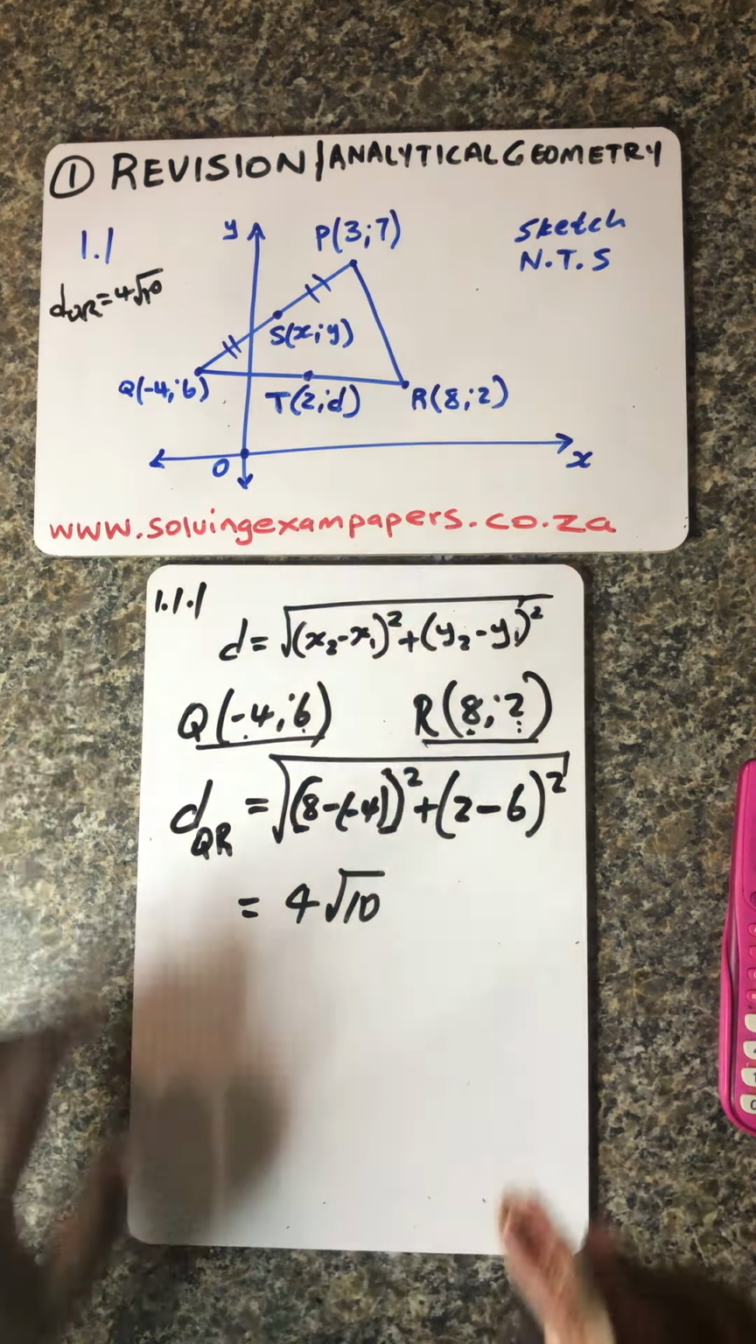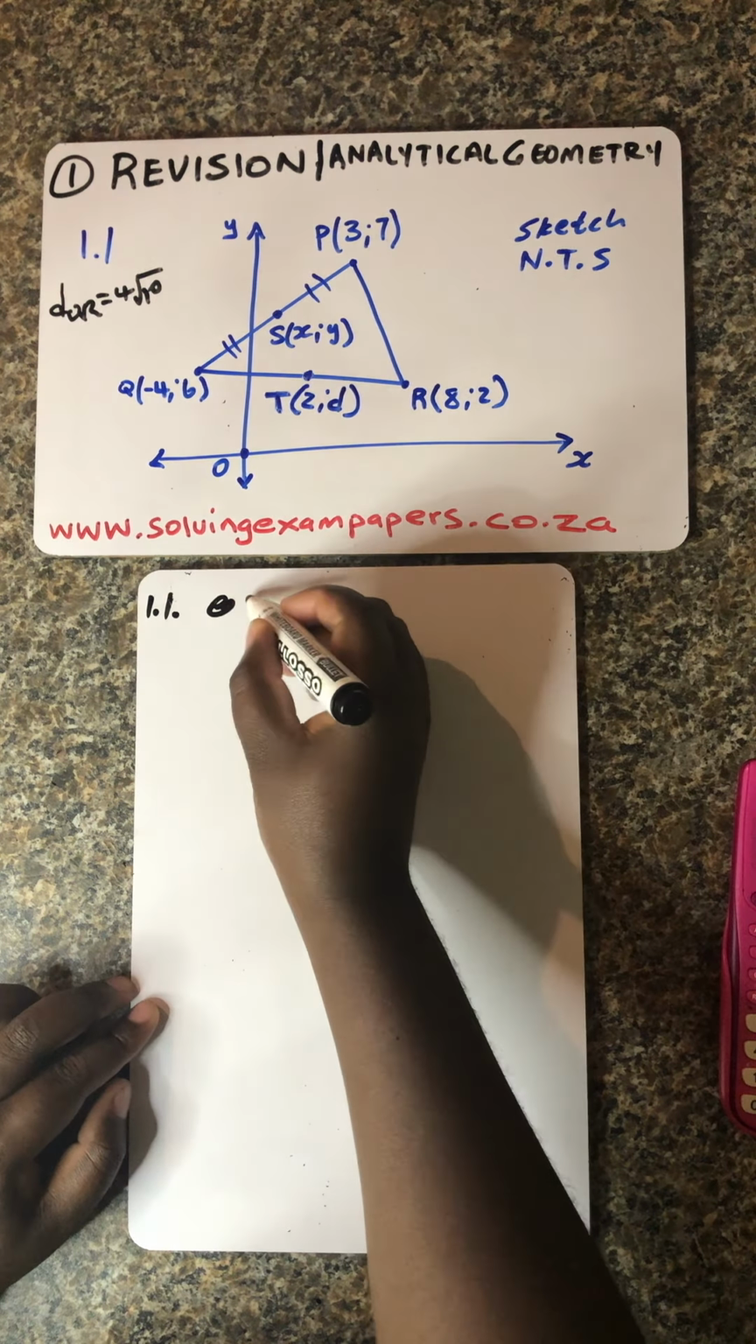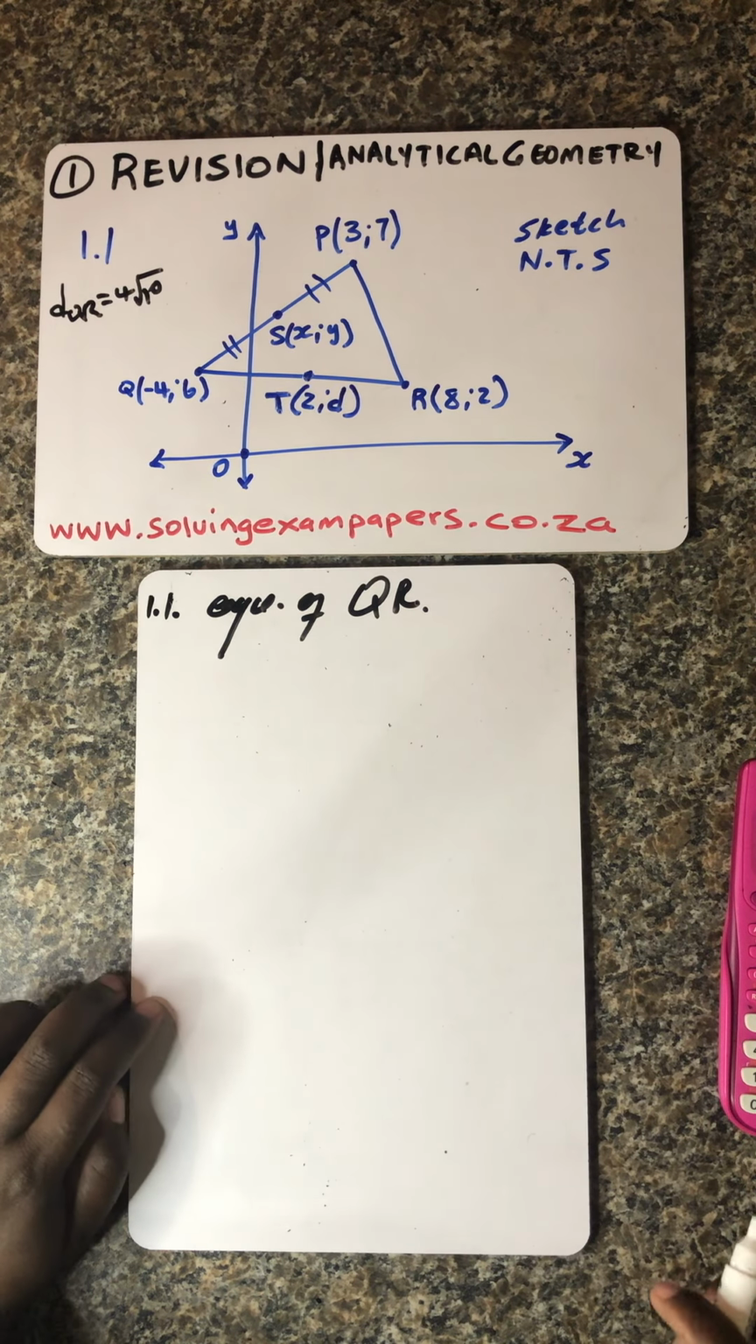Okay, so I'm just going to remove all of this, and now we move to the next possible question. Ladies and gentlemen, for a sketch similar to this one, you might also be asked to determine an equation. Very much important. So now let's see what equation we are requested to calculate. Let's say the question says: determine an equation of QR. Okay, very much important, ladies and gentlemen.